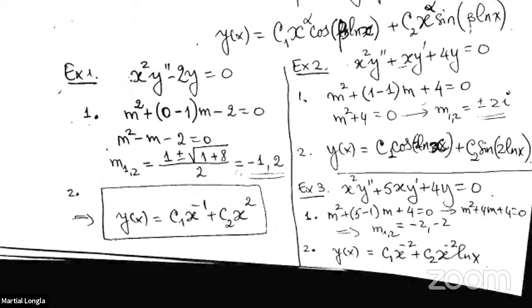We have 2 steps. 1, get the Euler equation, solve it. 2, write down the answer. That's it. Any other questions on this topic? No? You guys sure?